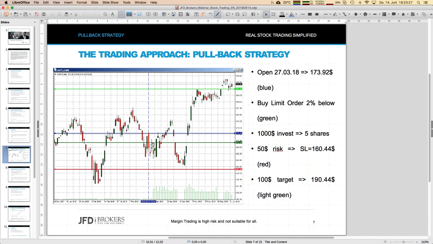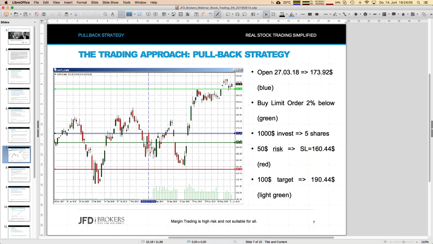Why five? Okay, five because I want to risk $50. So going back to our previous calculation, that means if my entry is at 170, and I want to risk $50, I can buy 5 shares if I place my stop loss at 160. So that's the complete logic.